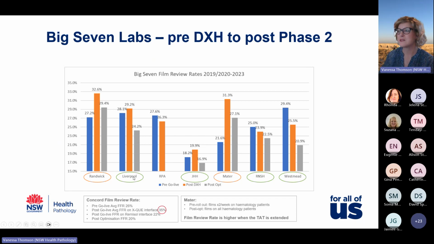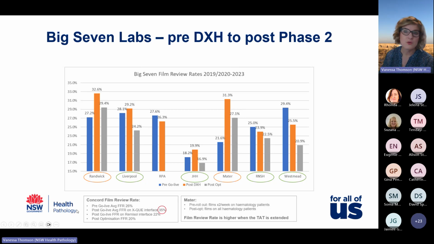We can see some great insights there for Liverpool. John Hunter's very low. John Hunter, though, just to say, they don't do adult haematology, and that's why I've included the MARTA as a comparison. The difference between the MARTA before pre-go live and now is that they used to do films twice a week on haematology patients, and now they look at all of them. We can see some really good drops there and improvements across a lot of the labs.